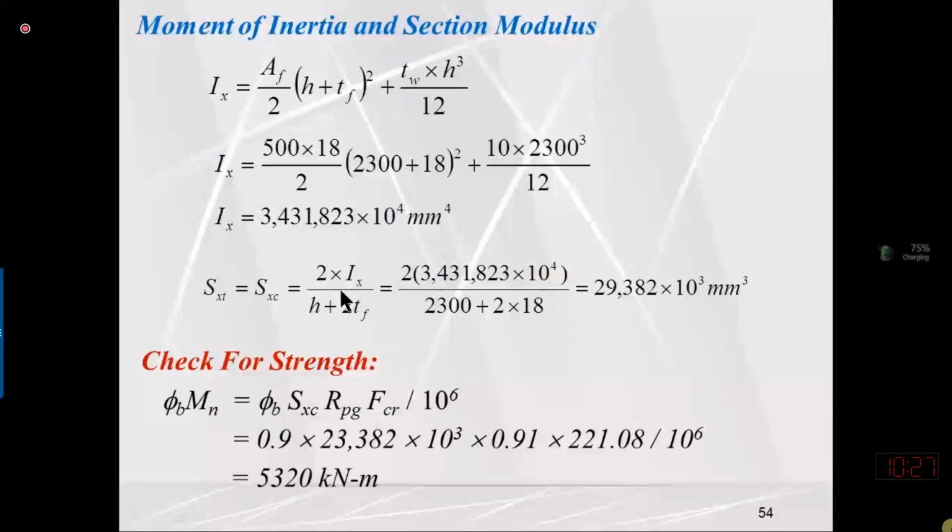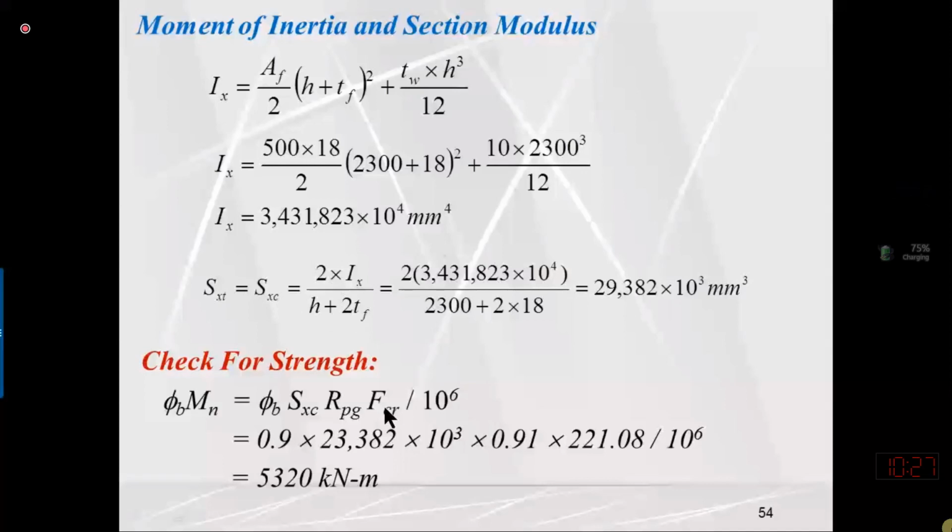I have already discussed the y value: it is h plus 2tf divided by 2, the distance from the neutral axis to the extreme fiber. In this way, you can determine the section modulus with reference to the compression flange. And you need to mention it in the expression, 29,382. So only one thing is left, the FCR value.